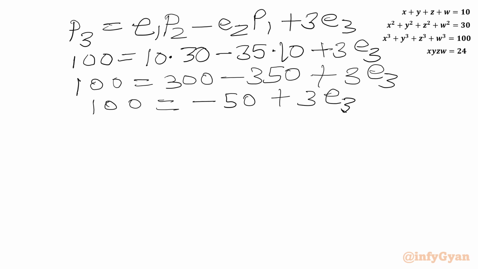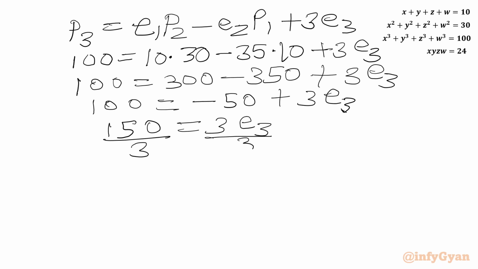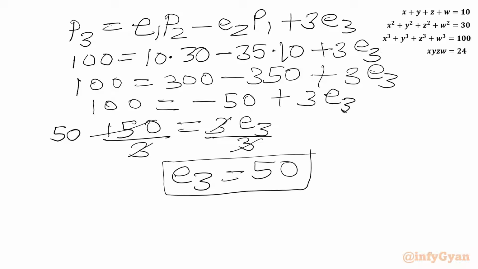Now we will add 50 to both sides. We will get 150 equal to 3 times E3. Now we have to divide both sides by 3 to get the value of E3. So we can cancel 150 with denominator 3. We'll be writing here 50. So our E3 is also known now. E3 is 50 and our E2 was 35.